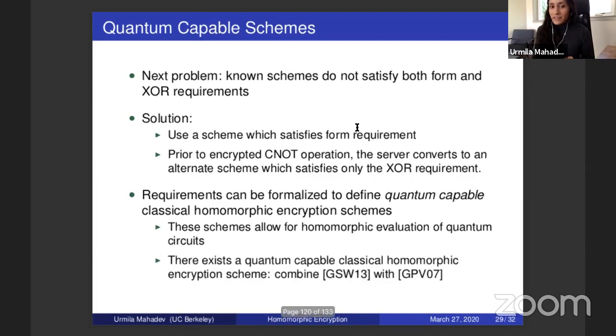And the final thing that I need to do is tell you that there does exist a quantum-capable classical homomorphic encryption scheme, which I can construct by combining existing schemes in the literature. I'll tell you that briefly, and it'll be technical, but hopefully it'll just be for the experts to follow. If you don't follow, don't worry about it. But before that, are there any questions so far?